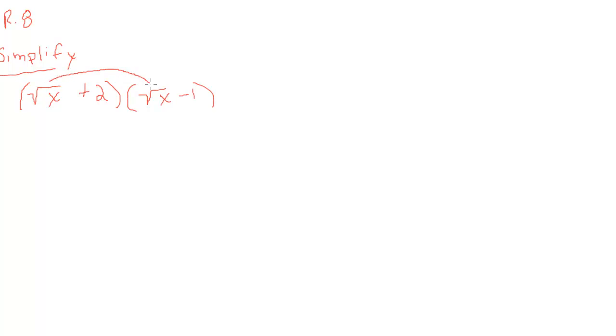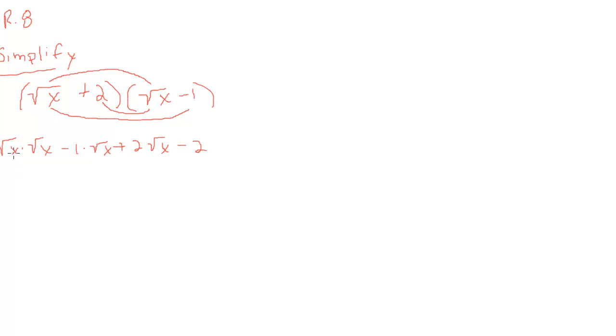So first, I will multiply the square root of x times the square root of x. Outside, I have negative 1 times the square root of x. Inside, I have 2 times the square root of x. And then last, I have negative 2 times 1.